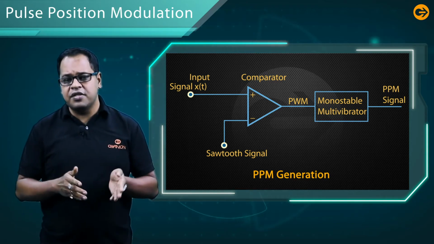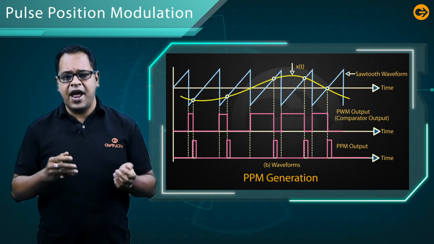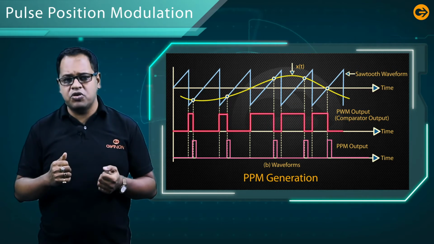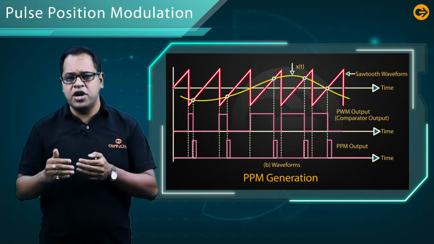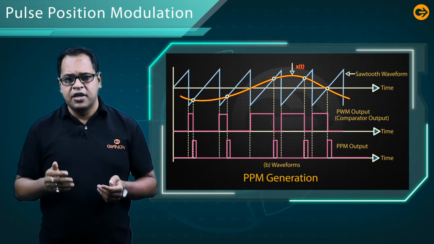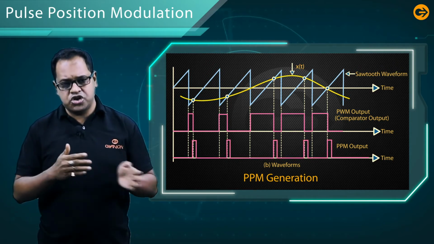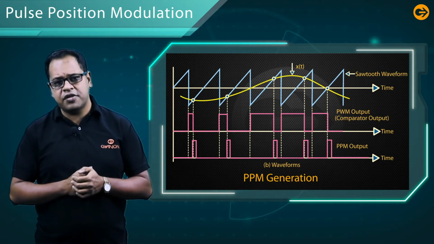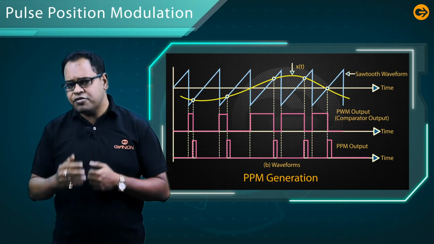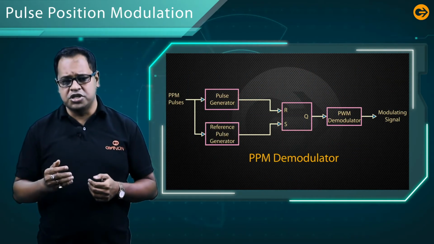Now let us discuss the generation. How is it generated? The trailing edge of the pulse width modulation signal keeps shifting in proportion with the modulating signal x(t). The PPM pulses also keep shifting as shown in the figure. Now, what are we going to discuss next? Yes. Next, we are going to discuss the receiver of pulse position modulation.